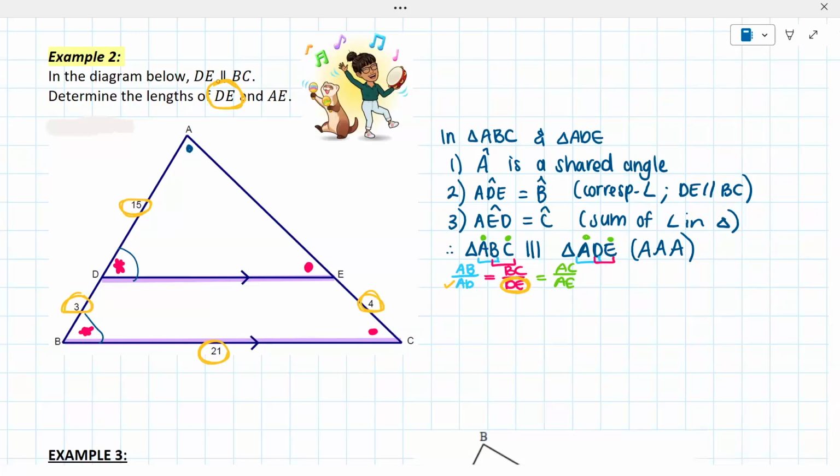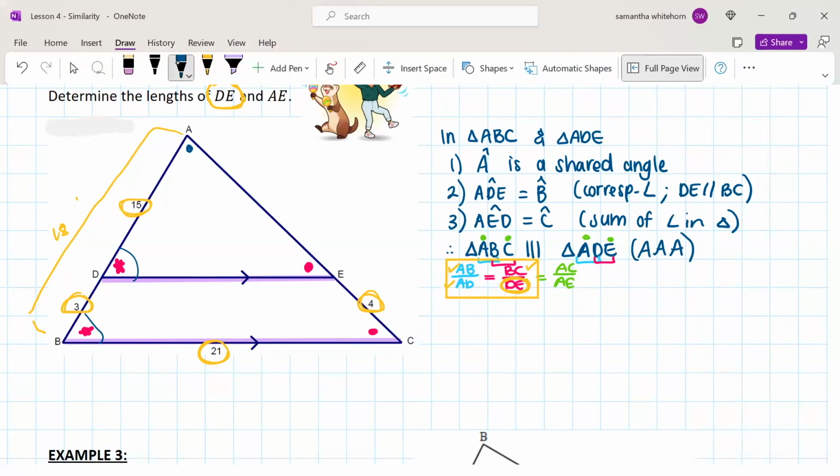BD doesn't fall in any of these fractions, but if you have a look, the whole side length AB, I do actually know because it would be 15 plus 3, which is 18 units. So AB I know. I was given at the bottom BC is 21, so I know BC. And then EC, again, it's not in any of my fractions because it's just the segment of my line. I've been given it, but it's not going to feature here. So based on everything that I have, I'm going to work with these first two fractions because those first two fractions have all of the information that I need in order to solve for DE.